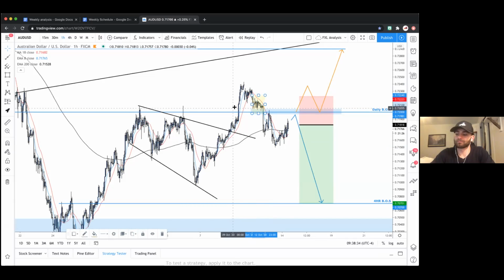You could have taken some profits if you had really good position management, but again, this thing pulled back, it just hit break even and then continued to drop. So there was no real trade there.